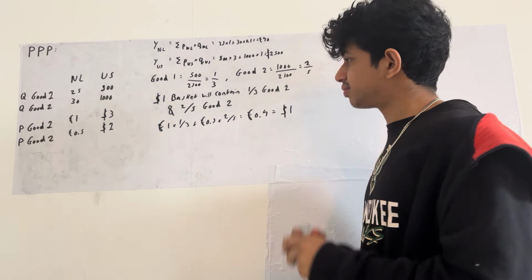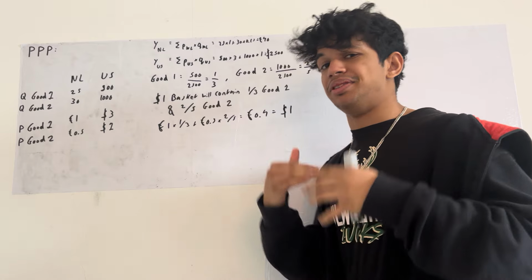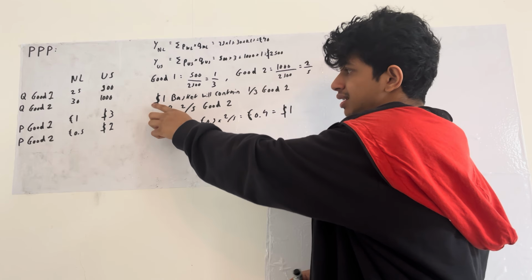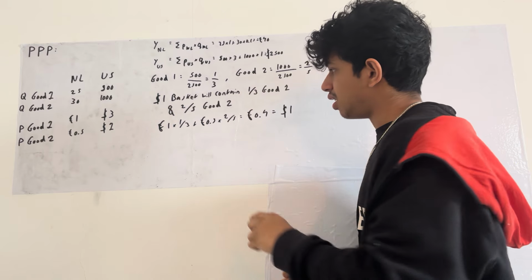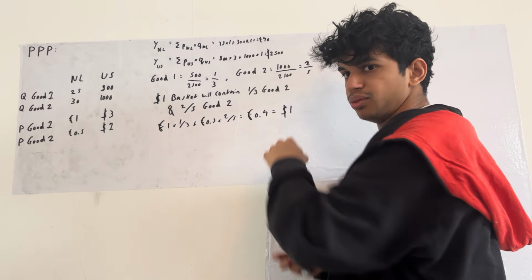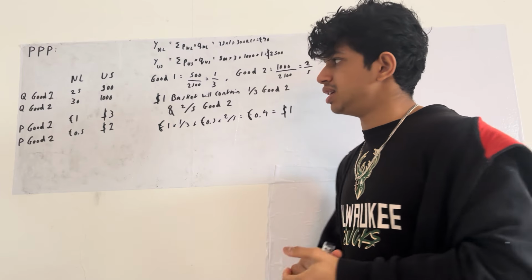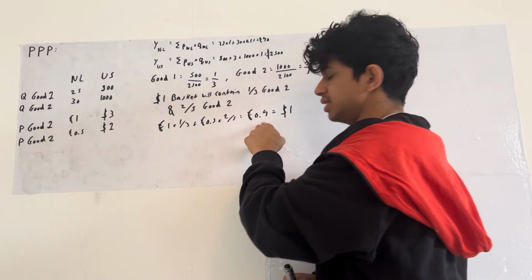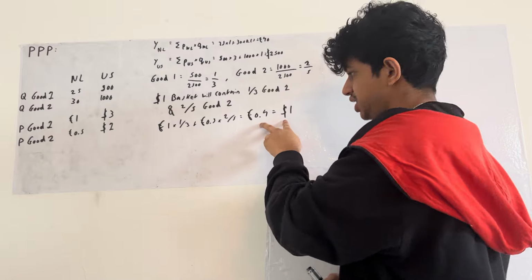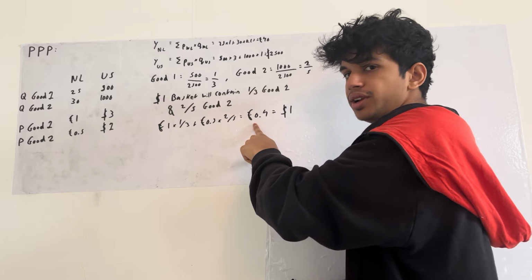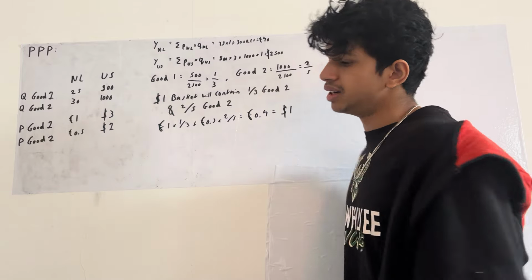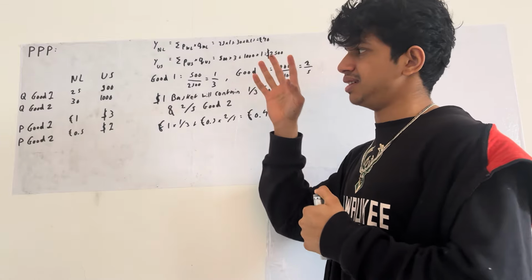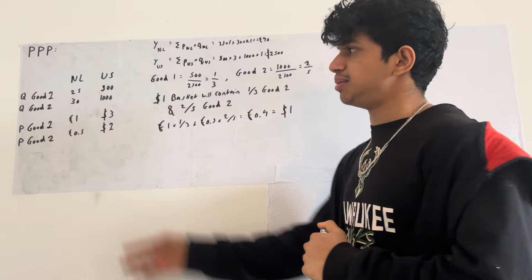Does that make sense? Okay, let me re-explain that. A $1 basket in the Netherlands costs 0.4 euros, which is where this hypothetical exchange rate comes from, because if you plug in these same exact quantities for the Netherlands, you'll get 0.4. Hence, that's the exchange rate. The hypothetical exchange rate is 0.4 euros is equal to a single dollar. I say hypothetical because this isn't real, it's just an example. That's why these numbers are so specific.